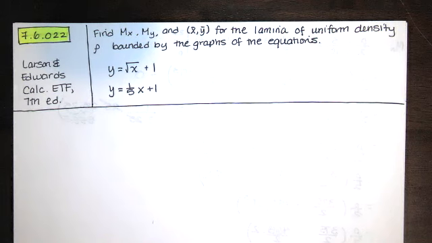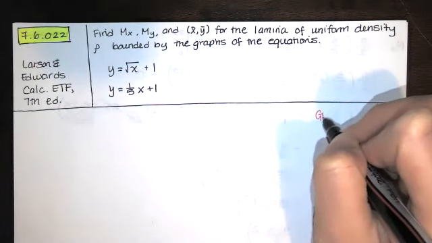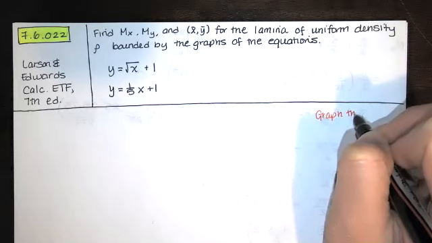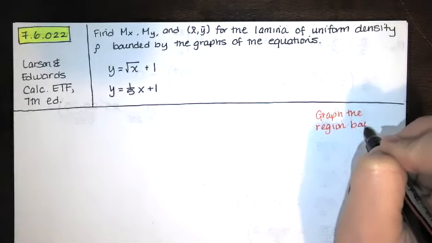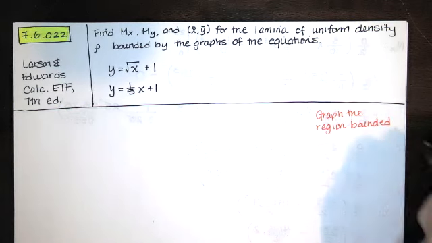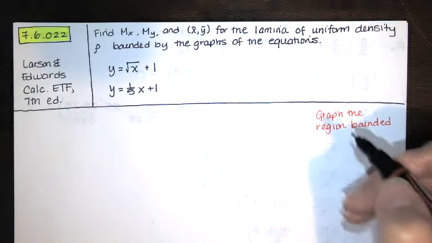So what I would recommend that you do to get started is graph the lamina itself. So you're going to graph the region bounded by those two functions. Now, when you see those functions, my hope is that you have some sense of what this graph is already going to look like.